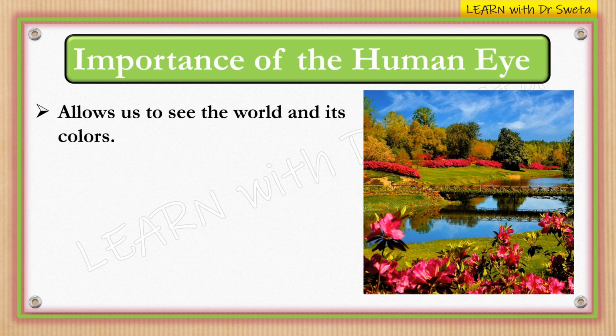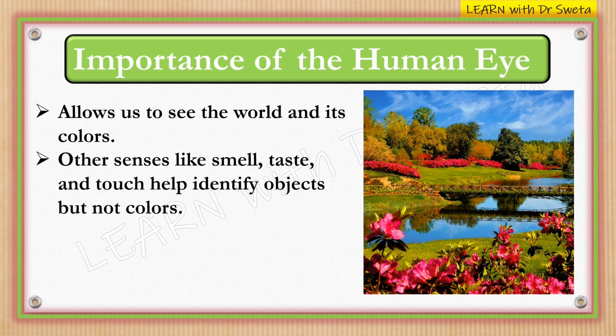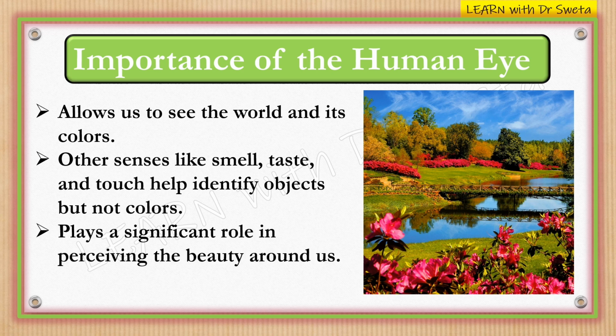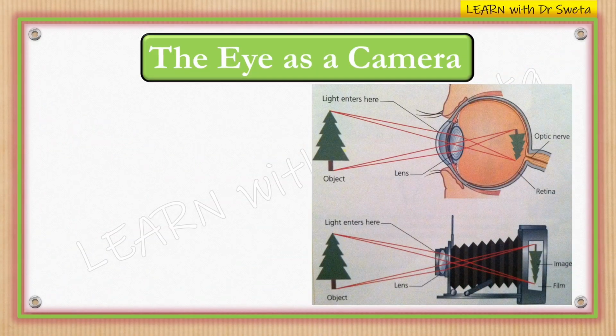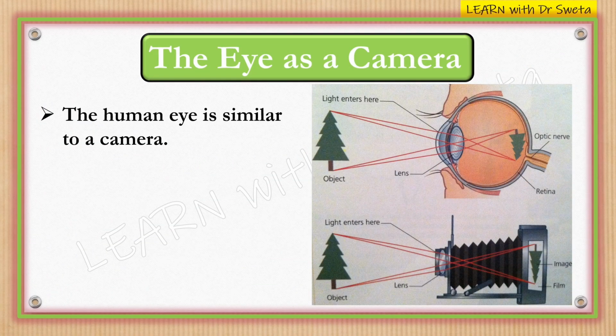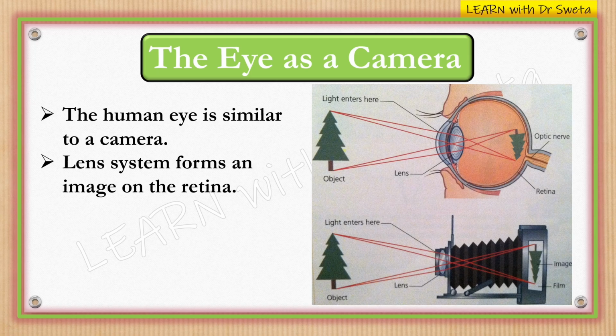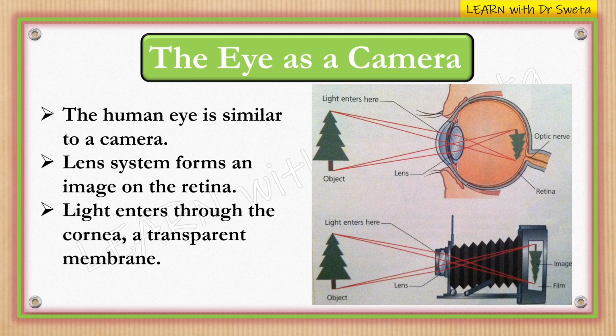So our eyes allow us to see the world in all its colors. Other senses like smell or touch can identify objects, but they can't tell us about colors. Eyes are special because they show us the beauty of our surroundings. Let's know how the eye works as a camera. So the human eye works like a camera. It has a lens that creates images on a screen called the retina. Light enters through the cornea, the clear layer at the front of the eye.